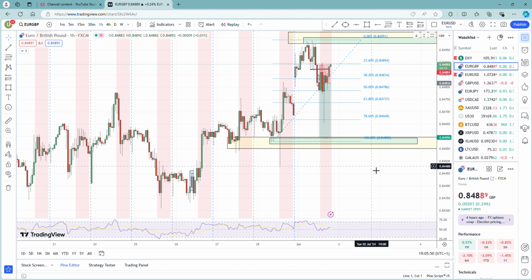So if you're trading £1 a pip, that is £220. And if you're trading £10 a pip, that's £2,200. So it's easy as that, guys.